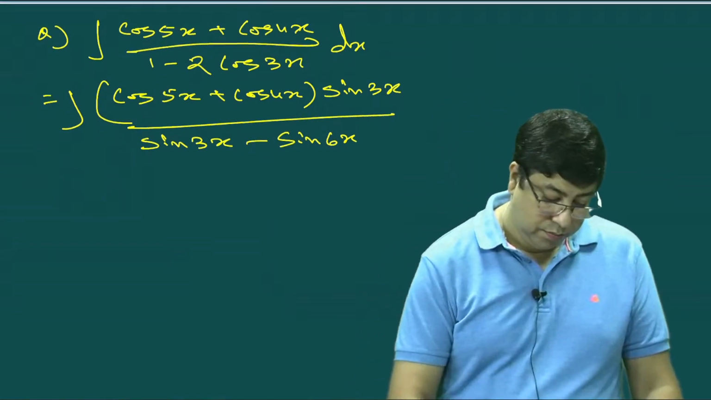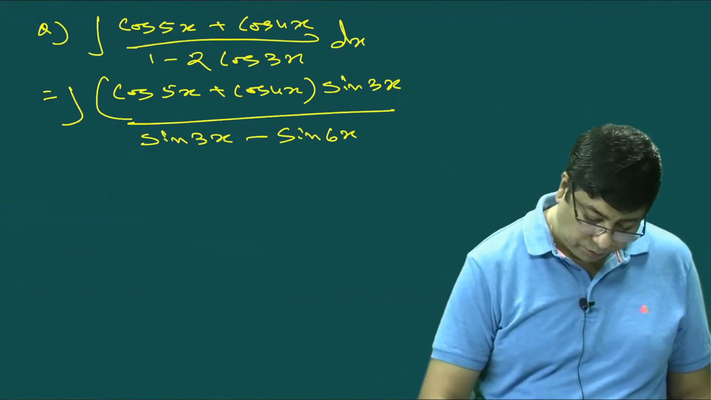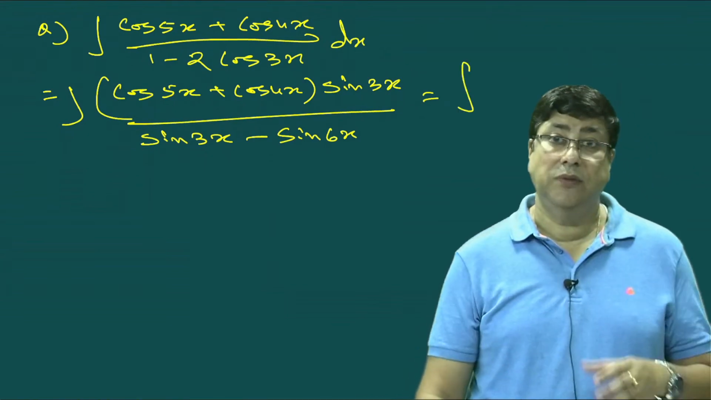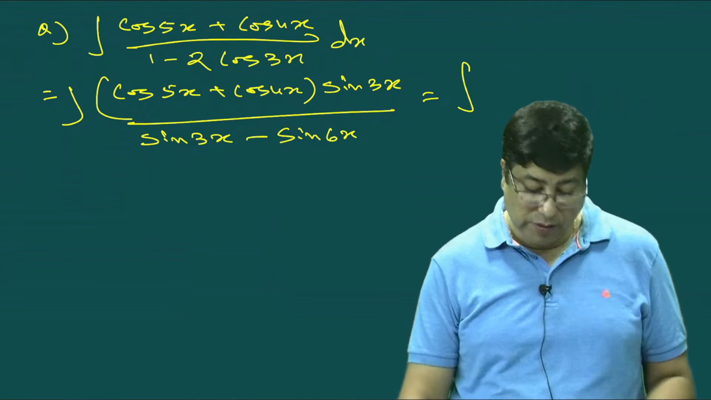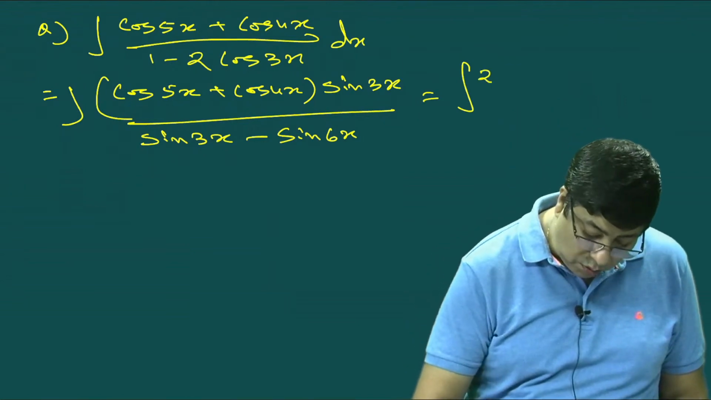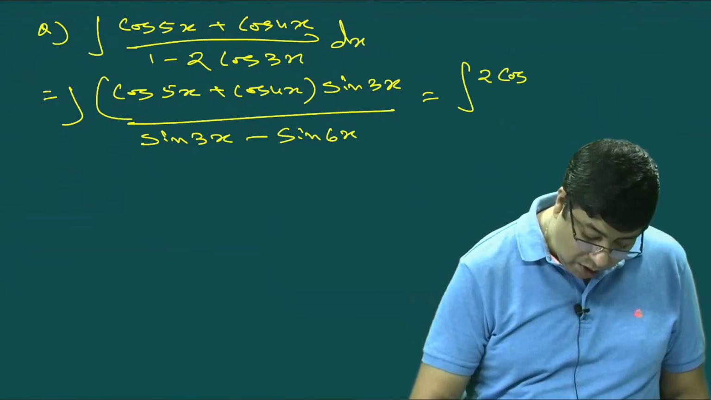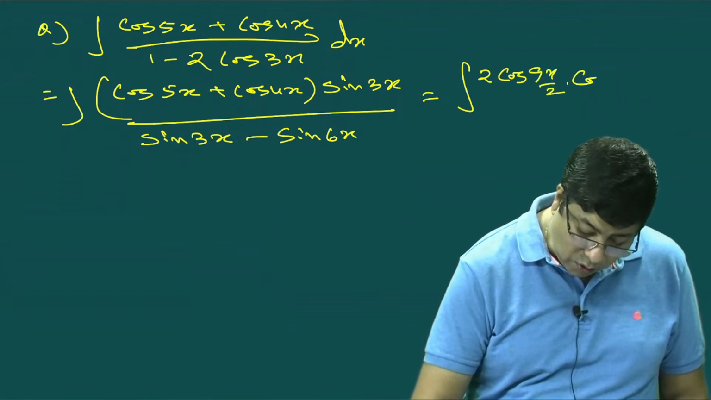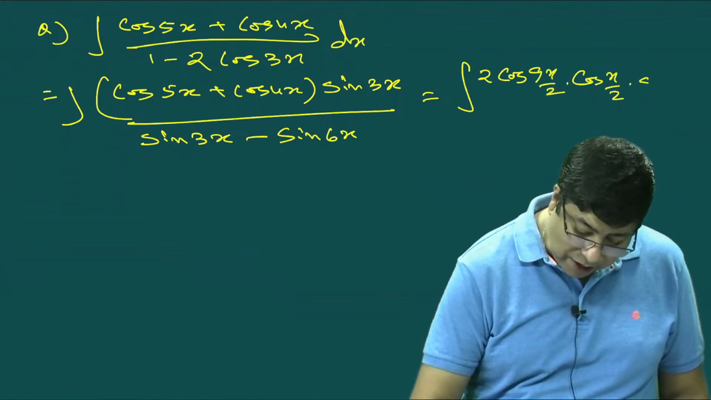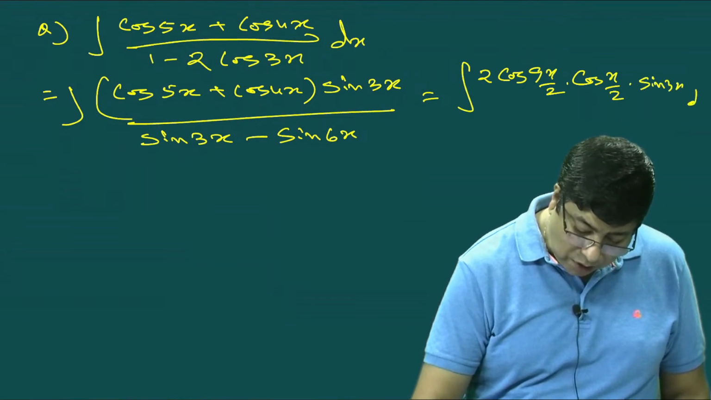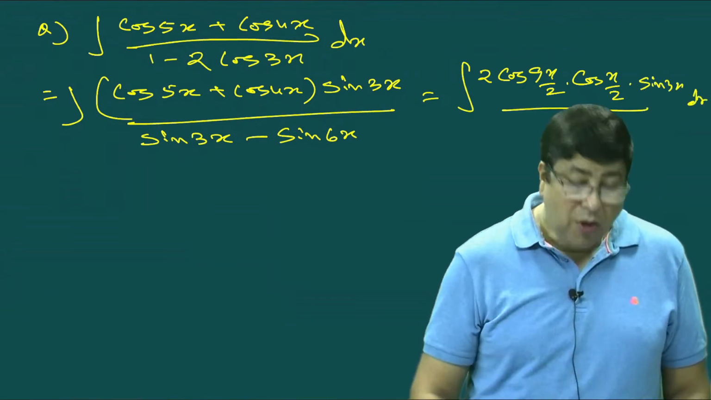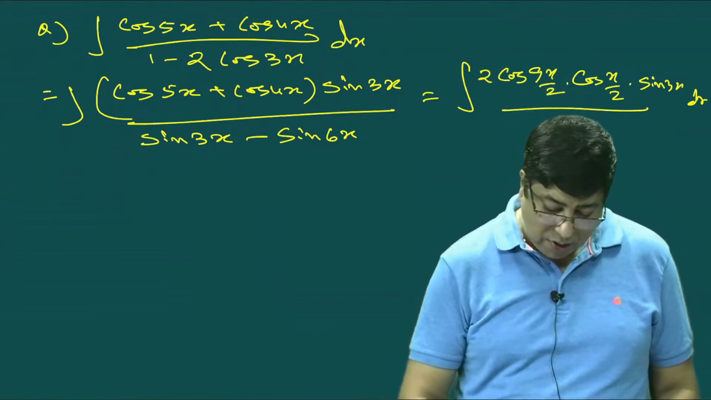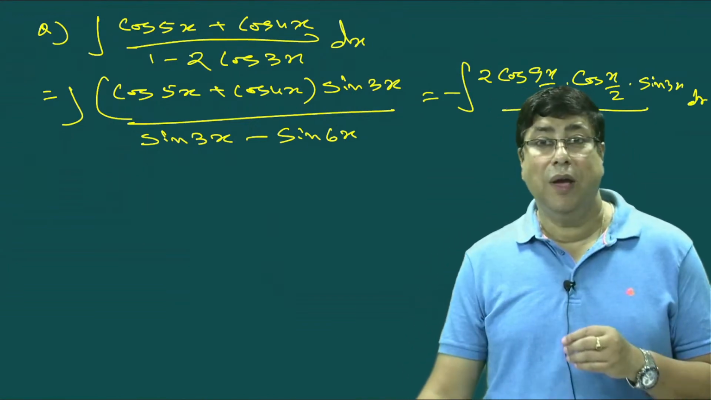Now what to do here? We can write this using the cos c plus cos d formula: 2 cos of (c plus d) by 2 into cos of (c minus d) by 2. Therefore we can write this as 2 cos of (5 plus 4) by 2, that is 9x by 2, into cos of x by 2, and sin 3x as it is. Next, the denominator sin c minus sin d is 2 cos of (c plus d) by 2 into sin of (c minus d) by 2. So in this case, everybody, why am I telling you to go fast?